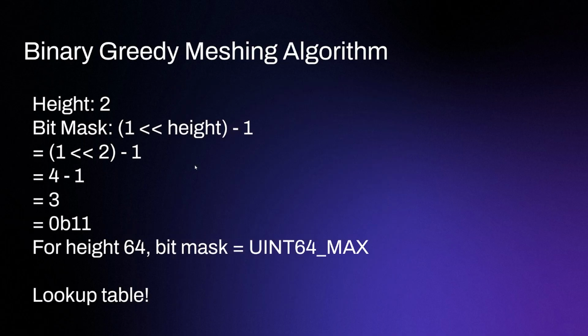The next step is to generate a bit mask. So what we do is 1 shifted over by the height, minus 1, which in our case comes out to 0b11.